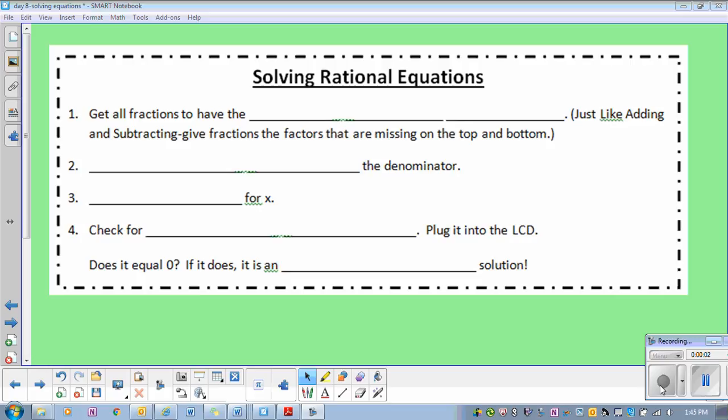The lesson before your mini test 2 for Unit 6 is solving rational equations. Okay, so now we're really going to solve, okay? All right.